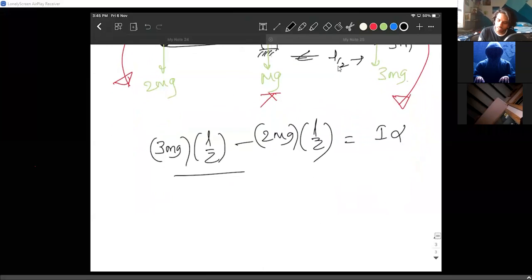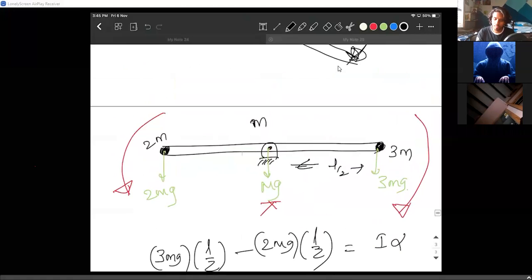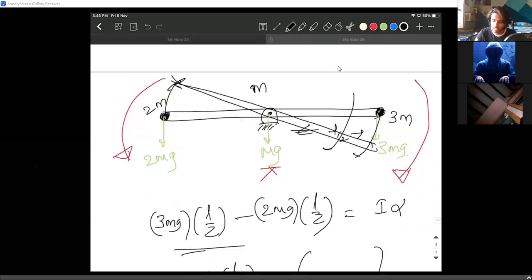Let me clearly write. This thing simply becomes mg into L by 2, times 3mg minus 2mg. When I write the moment of inertia, I need to be careful because all the three masses are rotating: the rod is rotating, this particle is rotating, this particle is also rotating. Remember, moment of inertia is not a vector quantity. You don't need to subtract or add with signs. All you need to do is simply add the entire moment of inertia. Whatever is rotating, you simply add it. The whole system is rotating, so you simply add all the moments of inertia.